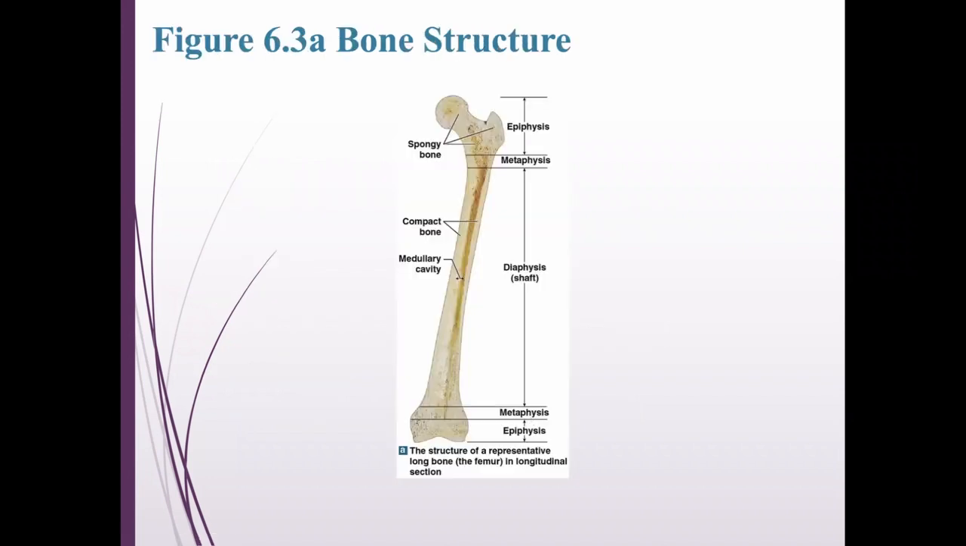So here's a nice little picture. The epiphysis, the metaphysis, the diaphysis, the metaphysis, and the epiphysis. So you're going to find your epiphysis and your metaphysis at each end of that long bone. You got your compact bone, and then there's a medullary cavity in the middle. And the medullary cavity is going to be where you find your yellow bone marrow.